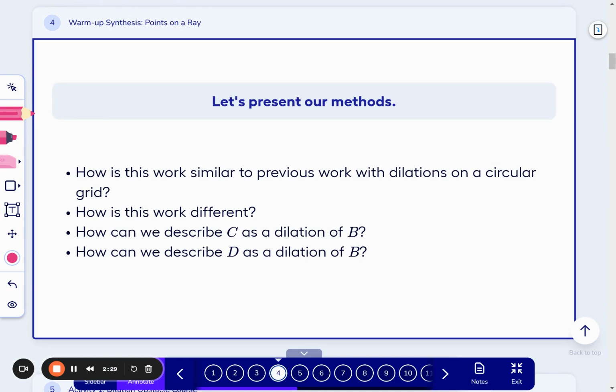How is it working similar to previous? We didn't do circles. How can we describe C as a dilation of B? It's double the distance. And D.